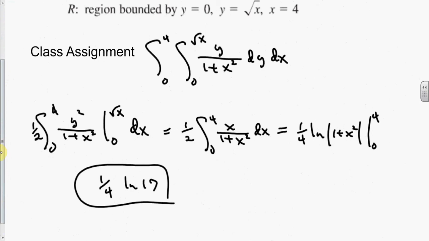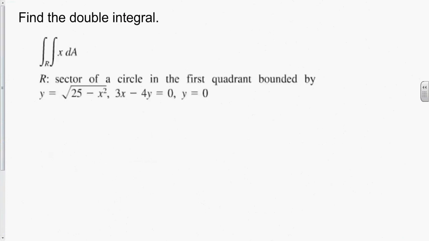Is everybody okay now? Okay. All right. This is a very interesting one. Find the double integral. Here the region is a sector of a circle in the first quadrant bounded by y equal to the square root of 25 minus x squared, and then some line. So this line here, think about this as negative 4y equals negative 3x. So we get y equals 3 over 4 times x.